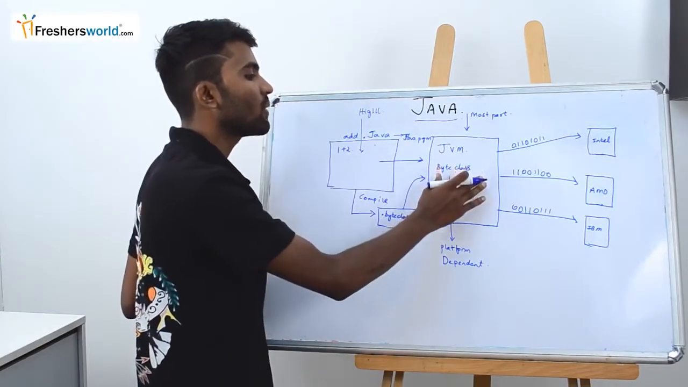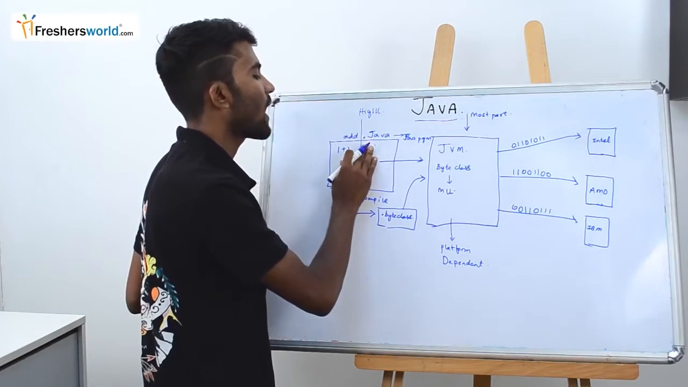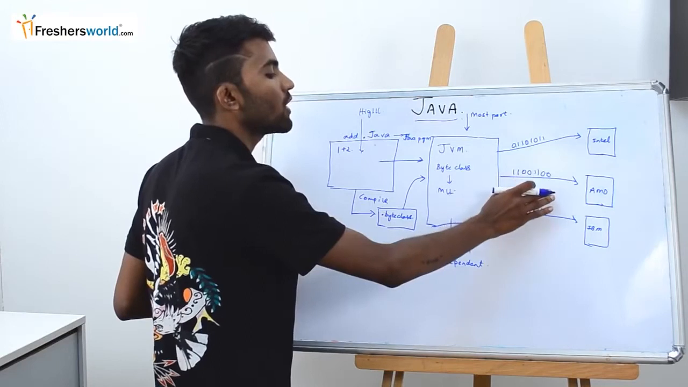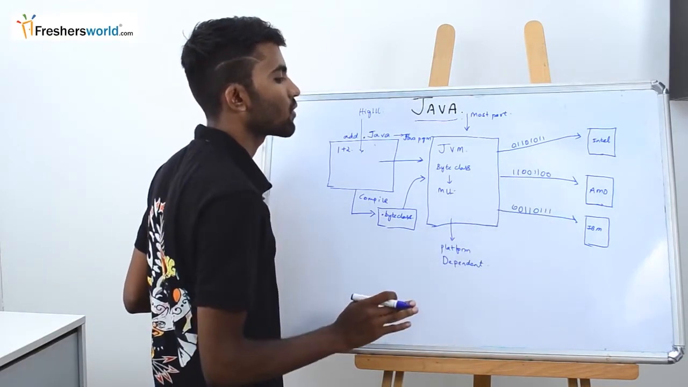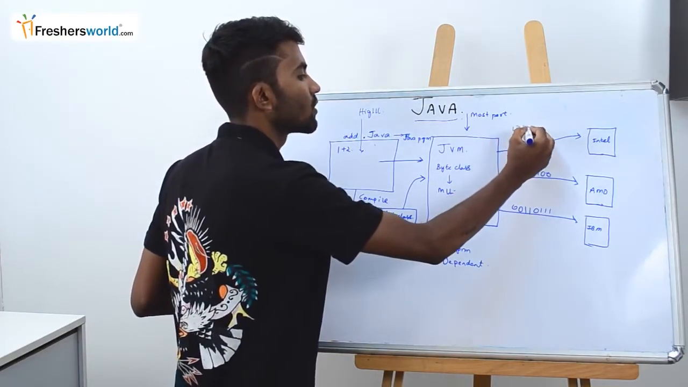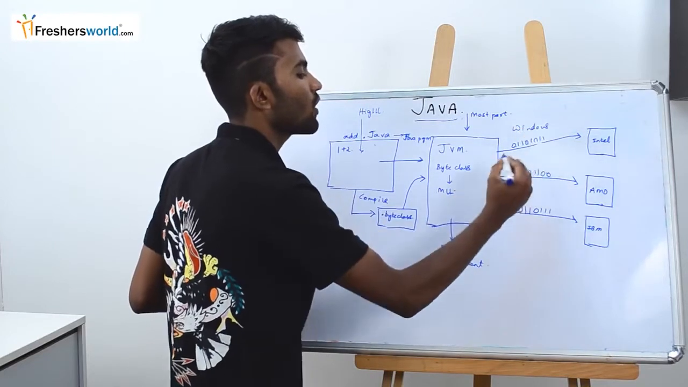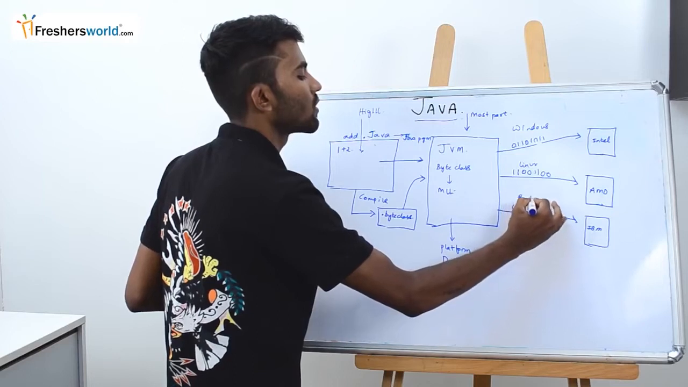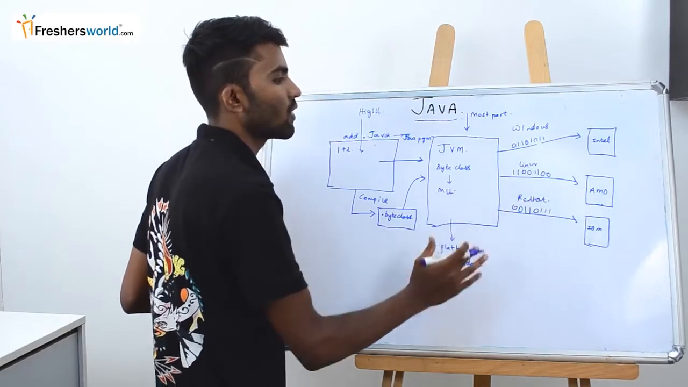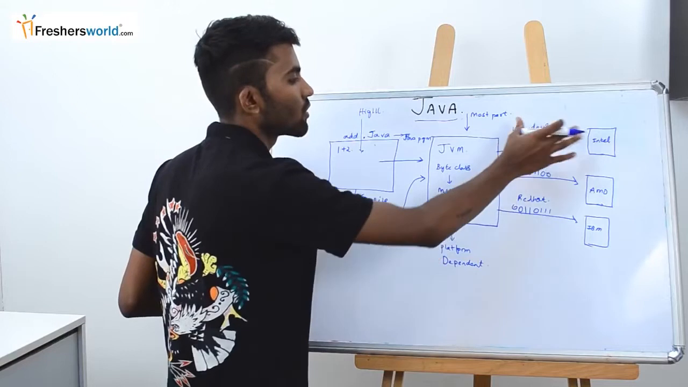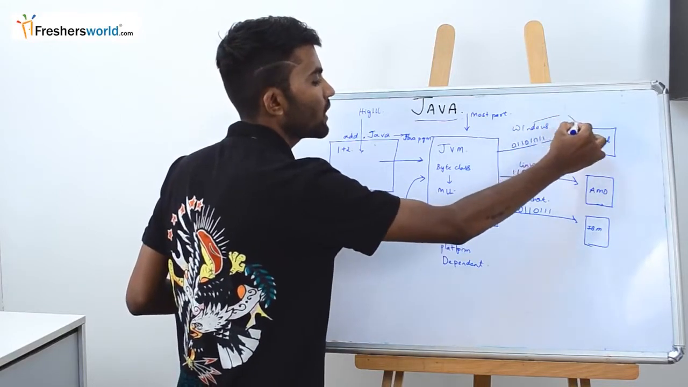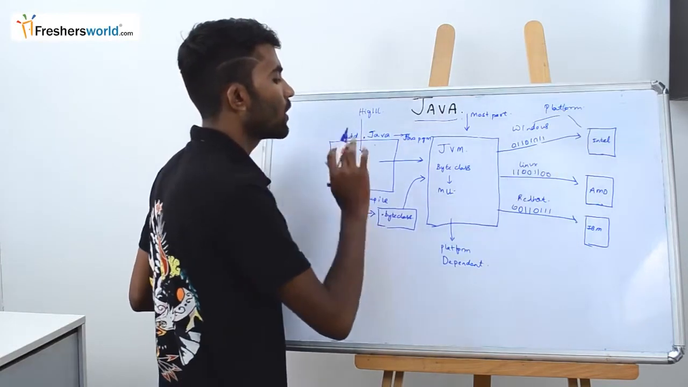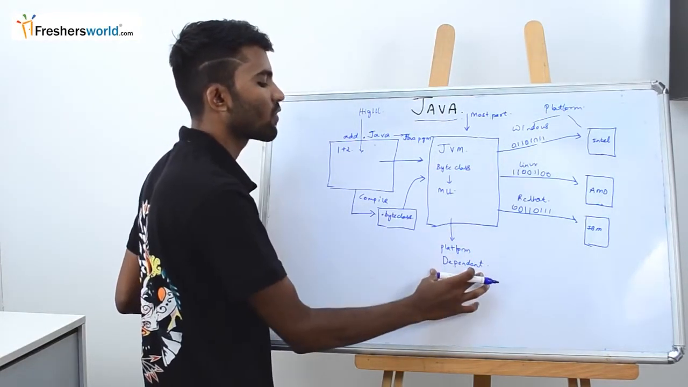So now, assuming you are running your add program on your Intel machine or on your AMD processor or on your IBM processor, with Windows or with Linux or with Red Hat, you might be running on different platforms. So this is a platform. So these two combine and this becomes a platform. Now this JVM would be platform dependent.